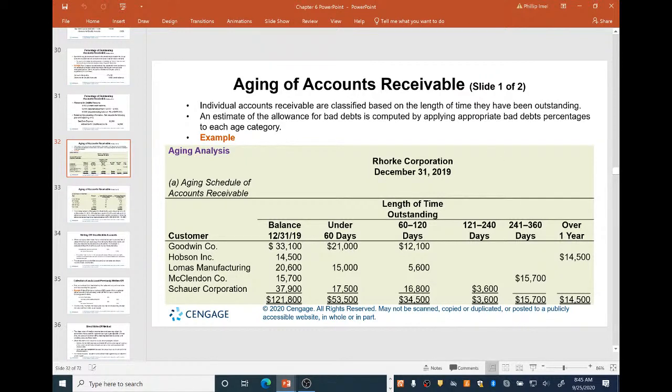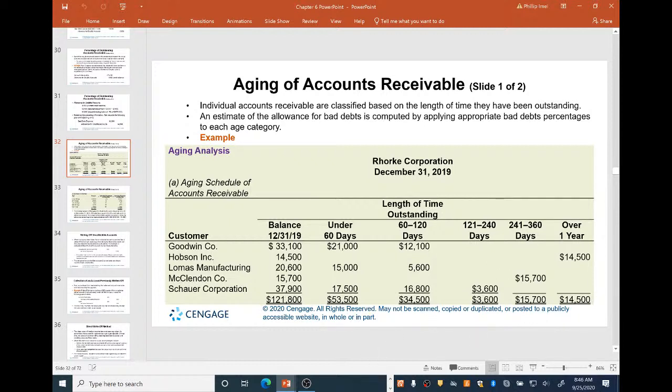So aging of accounts receivable. This is just a little example here. So we can see here's a balance 12/31/19. Here's under 60 days, 60 to 120 days, 121 to 240 days, and all the way out to a year, and then here's over a year. So pretty much we just have the balances from each company of what's owed as of this date, and then it's just showing the status of the breakdown of each of those amounts. Does that make sense? So we have the overall balance of AR. So this right here will be on the balance sheet, right?